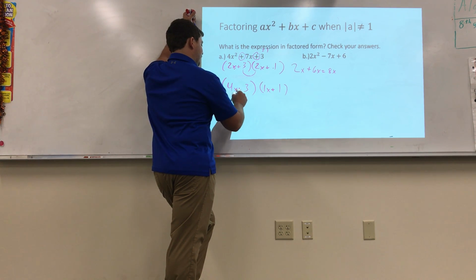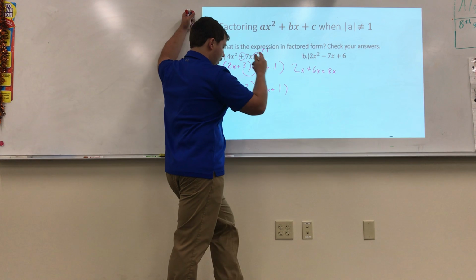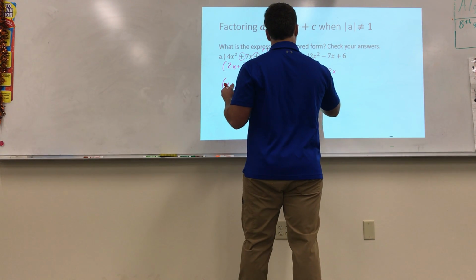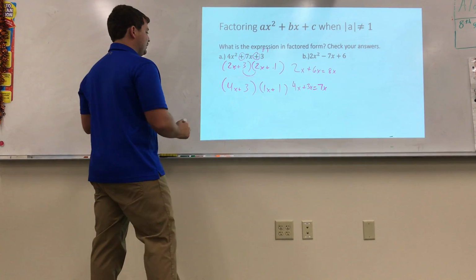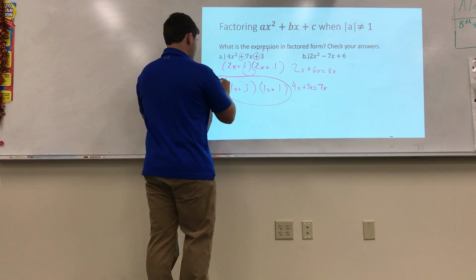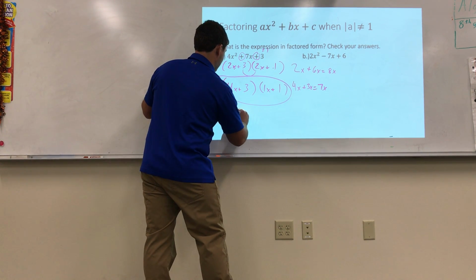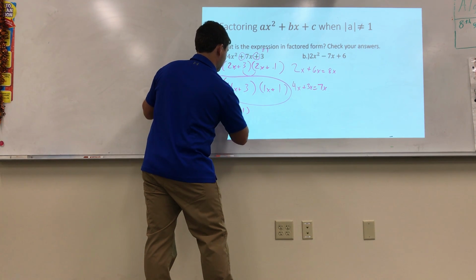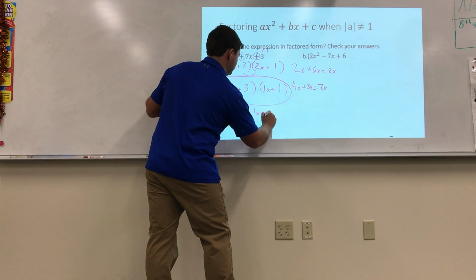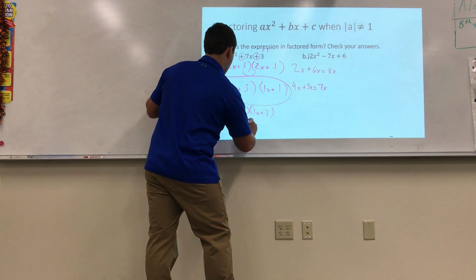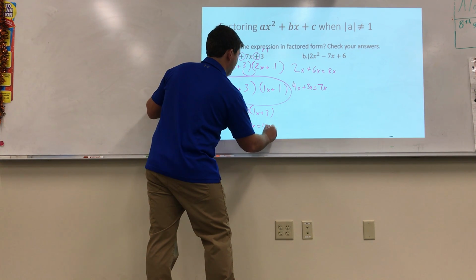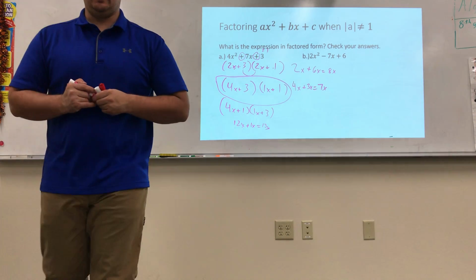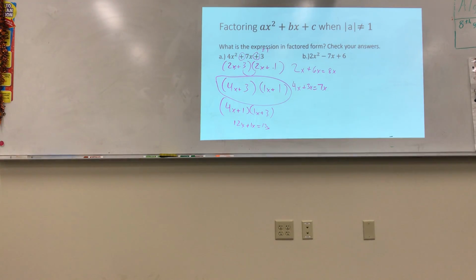Now this one, I'm going to go outside, you're going to get 4x plus 3x equals 7x. Well, that's what I wanted. So this is my answer. But one thing I want to point out, you have 4x plus 1, let's say, and 1x plus 3. You're going to get 12x plus 1x equals 13x. So this one does matter which order you have it in. It does.